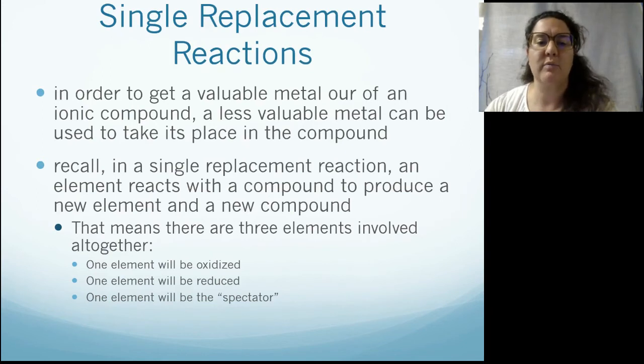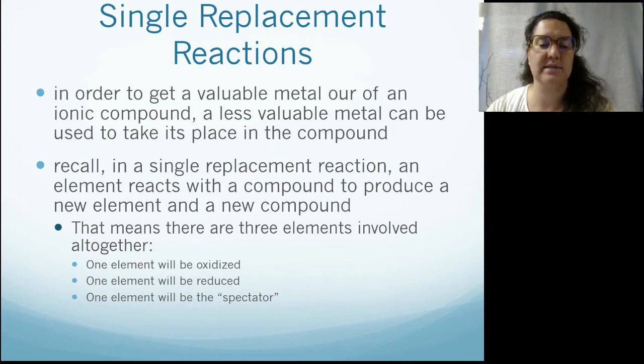In order to get a valuable metal out of our ionic compounds, a less valuable metal can be used to take its place in that compound. So we're going to replace the valuable metal that we want with a less valuable metal. In a single replacement reaction, an element is going to react with a compound to produce a new element in a new compound. This means there are 3 elements involved altogether.